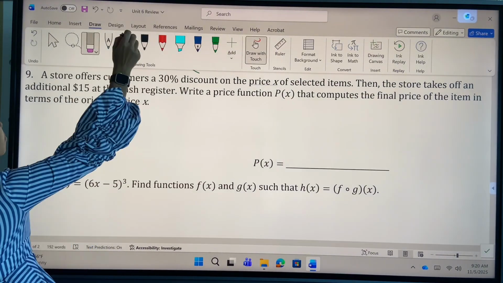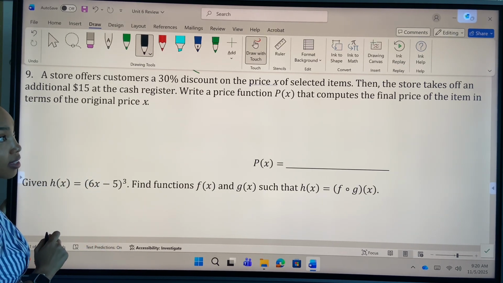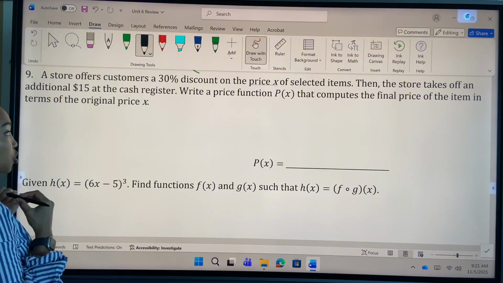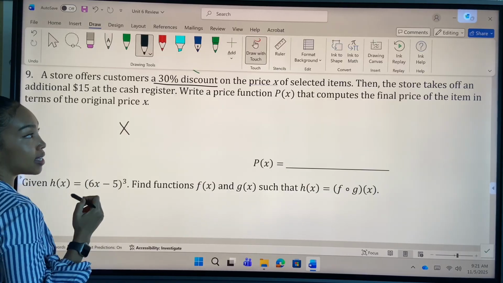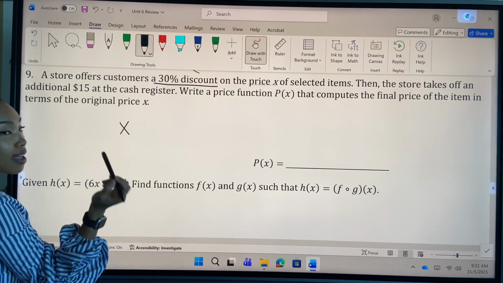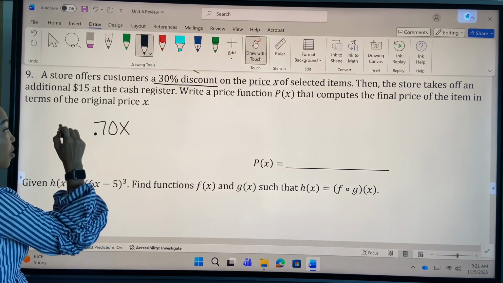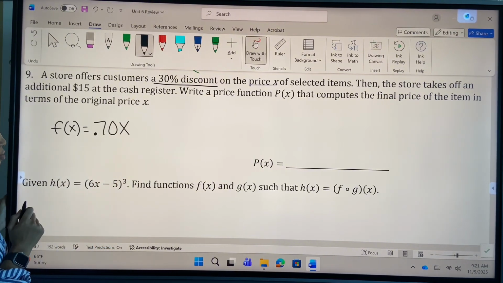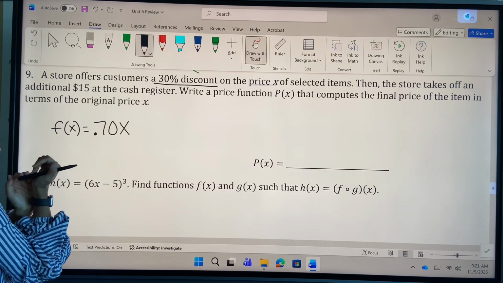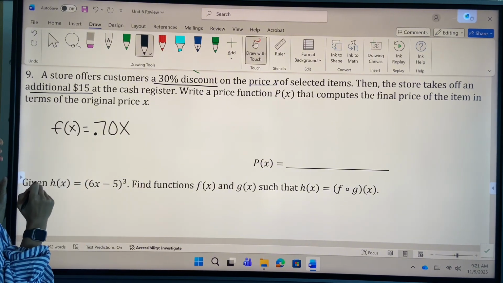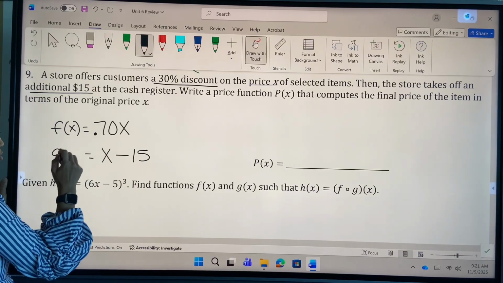Next one. A store offers customers a 30% discount on the price x of selected items. So you go to the cash register and let's say this is your total amount. You get a 30% discount. That means you only have to pay 70%. So multiply this by 70%, but write it as a decimal. That is your first function. Now, you only have to pay 70%. After that, the store gives you an additional $15 discount. So however much you have to pay, you get to subtract 15 from it. That is your other function.